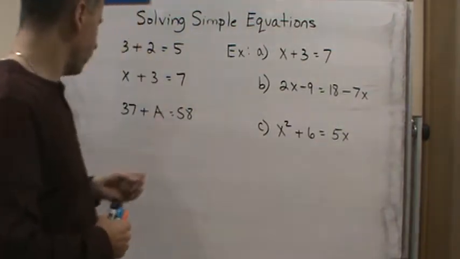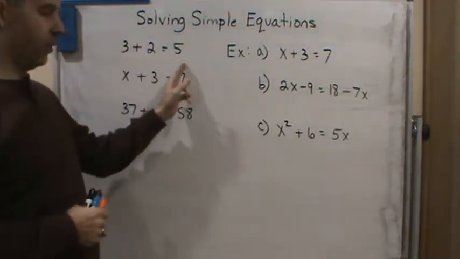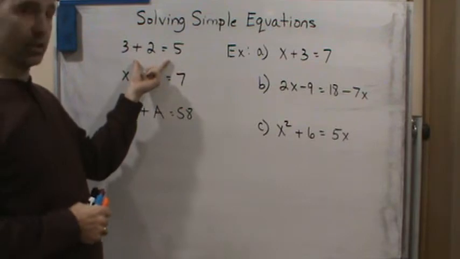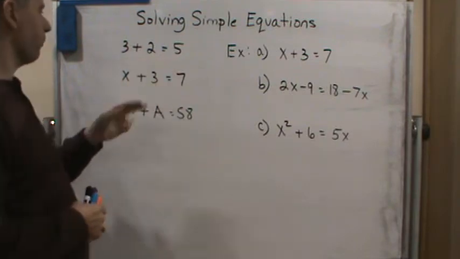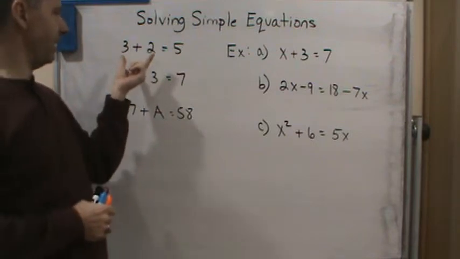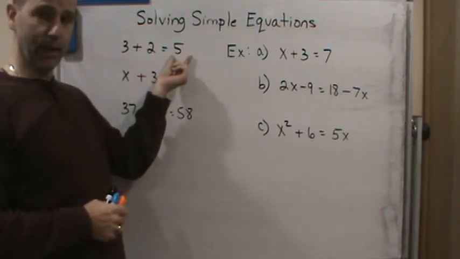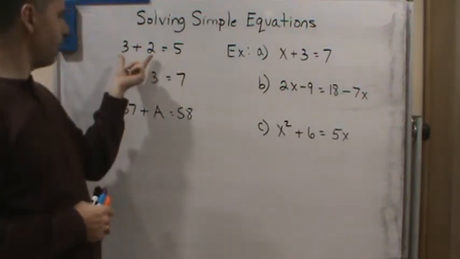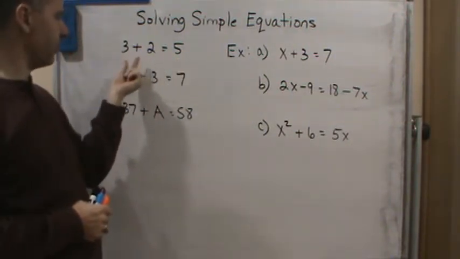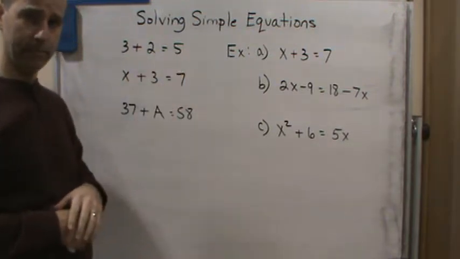For example, when I have this expression here, this is arithmetic, so this is not an algebraic expression. This is just saying that 3 plus 2 equals 5. What it's saying is that the amount on one side of the equal sign is the same as the amount on the other side. If I add these two together, I get 5, which gives me a true statement. 5 is equal to 5, right?